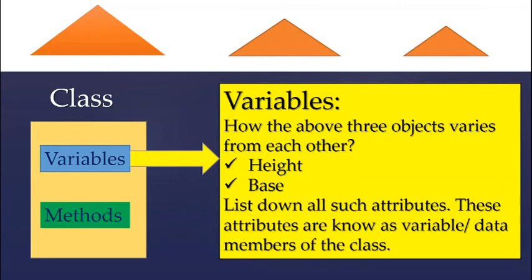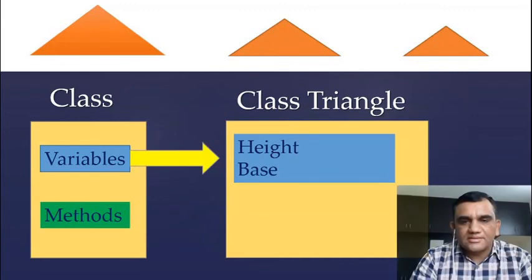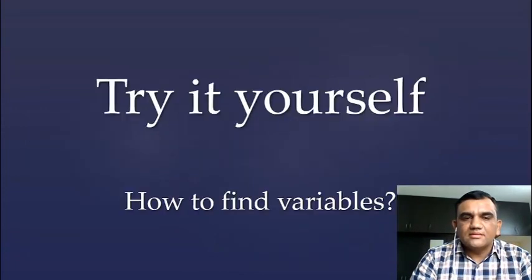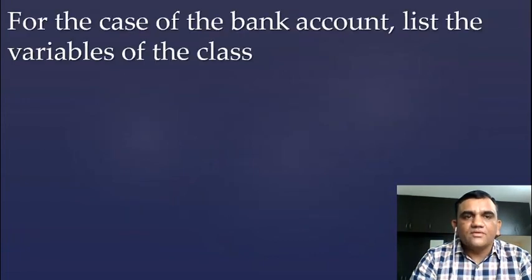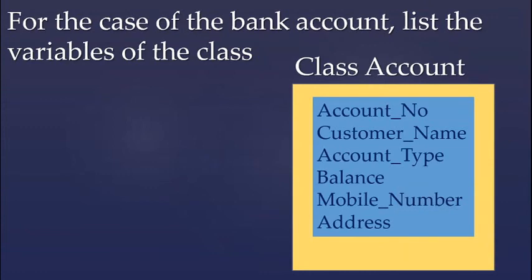In such a way, in general, we have to list down all such possible attributes by which the objects can vary from each other. And these attributes are known as the variables or the data members of the class. So, the class triangle looks like this. It has height and base as variables. Now try it yourself. How to find the variables? For the case of the bank account, list the variables of the class. So these are the variables of a class account.